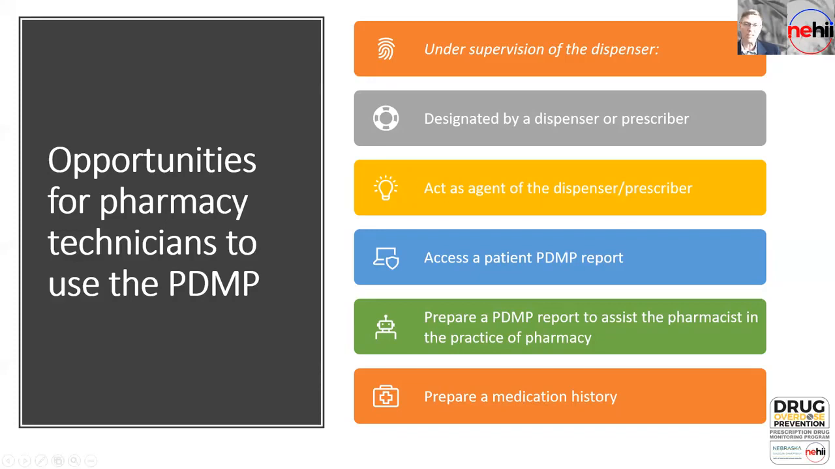You can access the PDMP just as the pharmacist can. In some states, you may actually have to select the pharmacist you're acting as that agent of. So when you log in, there will be a list to say which pharmacists have authorized you and which pharmacists you are looking this information up for. So that's just a functionality within their system that may be required by state law.